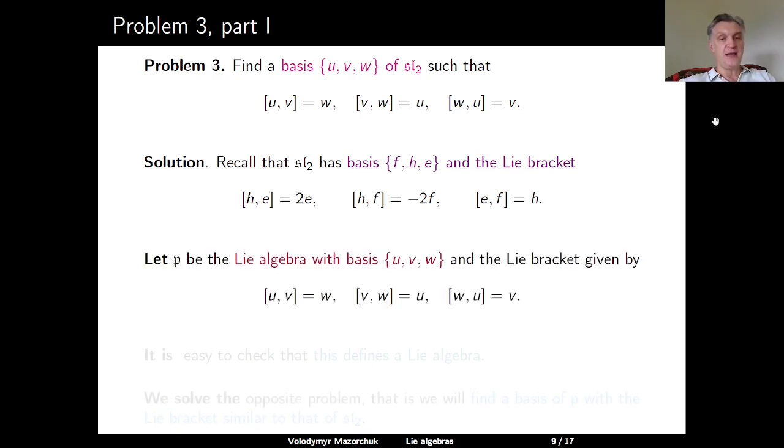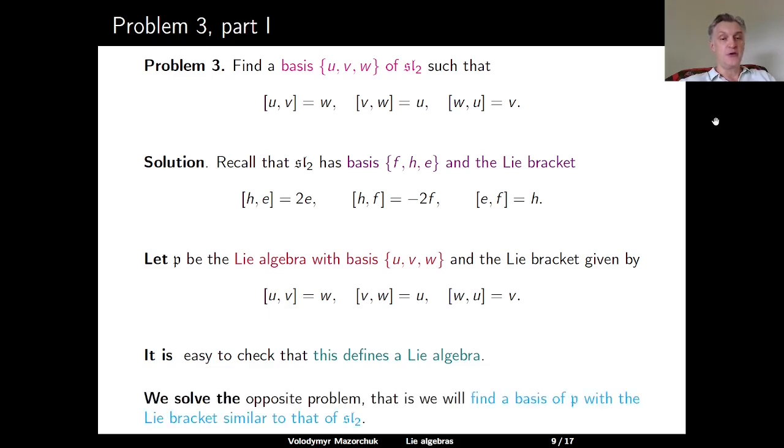Let P be the Lie algebra from the formulation. So it has the basis U, V, and W, and the Lie bracket given by the bracket of U and V is W, the bracket of V and W is U, and the bracket of W and U is V. It is easy to check that this defines a Lie algebra. So this operation is anti-commutative, and it satisfies the Jacobi identity.